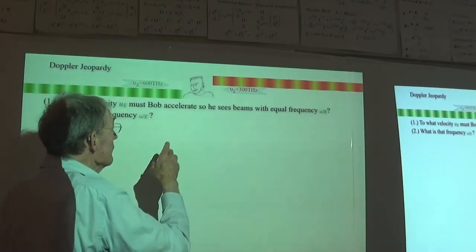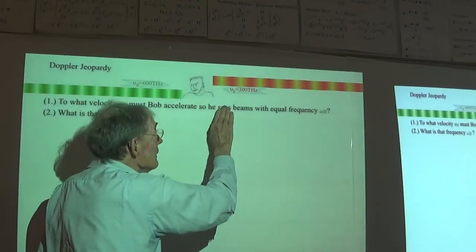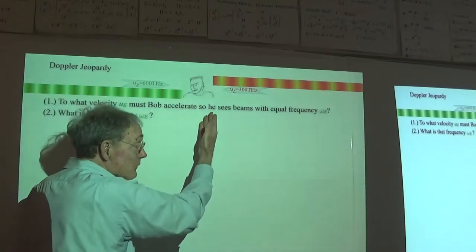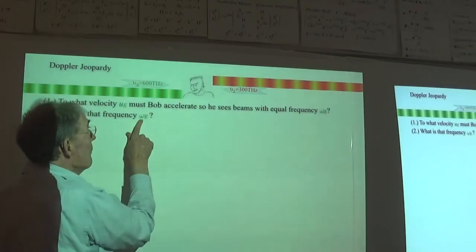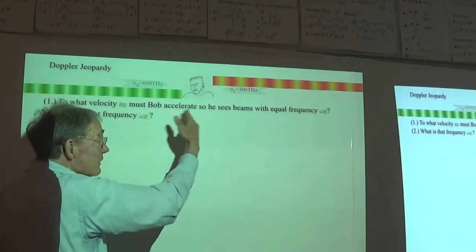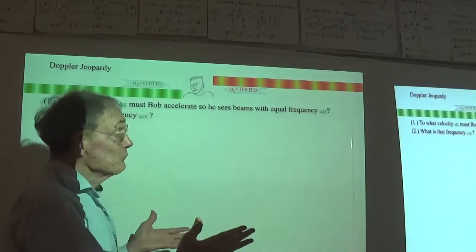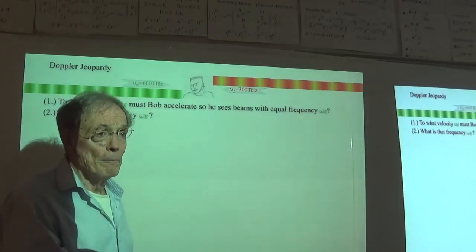The idea is that if he can run away from this wave fast enough so that it Doppler shifts down to some frequency omega equal to this one. So the idea is, how fast does he have to go in order to find what's really going to be our center of momentum?